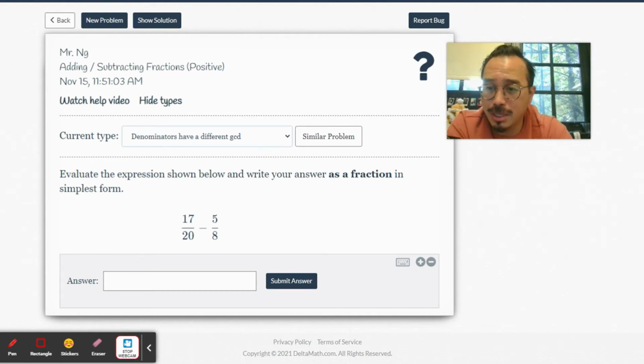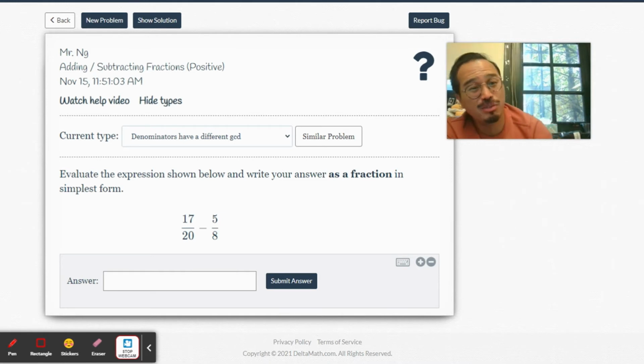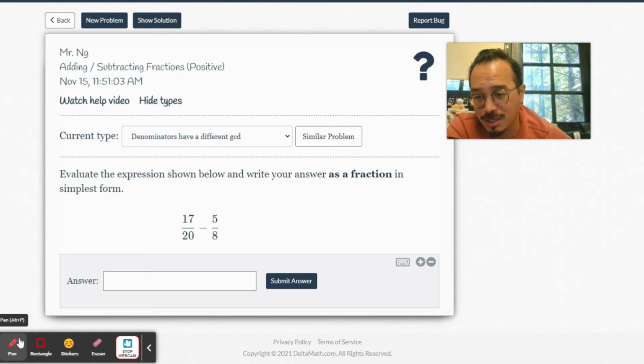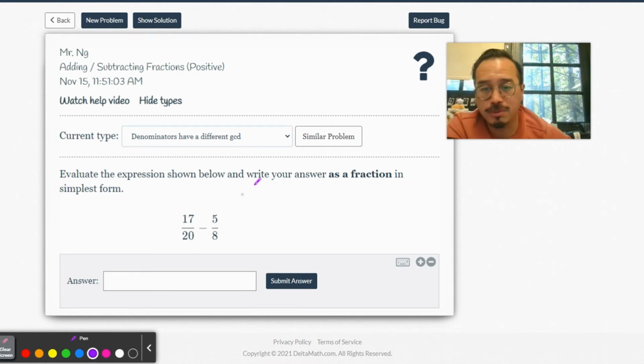So let's say, all right, evaluate the expression shown below. We're going to do three questions here today because there are three kinds of questions. They're not super distinct from one another, but I think we'll benefit from doing all three nonetheless. And then tomorrow we'll do two types and then the next day we'll do one. So we're going to scale it down. We don't have to do all this every day. So for today, Monday, all right.